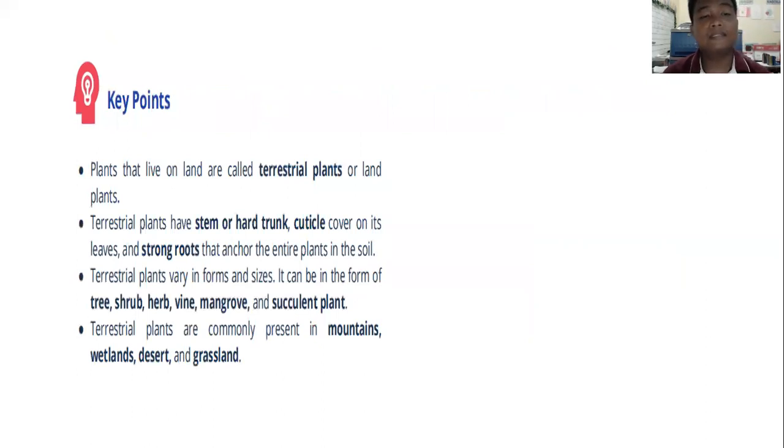Okay, so key points: plants that live on land are called terrestrial plants or land plants. Terrestrial plants have a stem or hard trunk, a cuticle cover on their leaves, and strong roots that anchor the entire plant in the soil. Terrestrial plants vary in forms and sizes. They can be in the form of tree, shrub, herb, vine, mangrove, and succulent plant. So mao na siya ang mga form of terrestrial plants. So terrestrial plants are commonly present in mountains, wetlands, desert, and grassland.